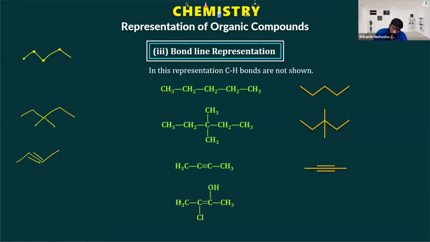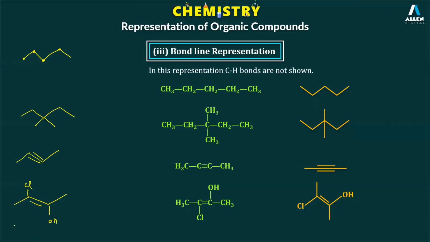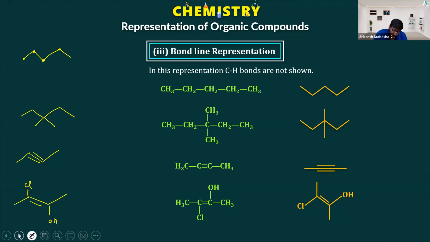CH3, CCl, C double bond C, OH, CH3. So wherever the different kinds of substituents are there you have to mention them: 1 carbon with chlorine and 1 with OH. CH3, CCl, C double bond C, COH and CH3. So this is the type of linkage which you can show for this particular structure. Is that clear, students? Very simple. How to represent a molecule? This is just a basic introduction. We are just representing the molecule in the bond line representation form.